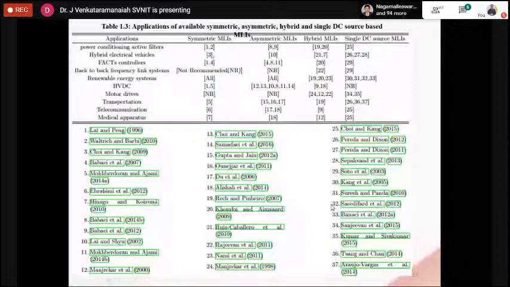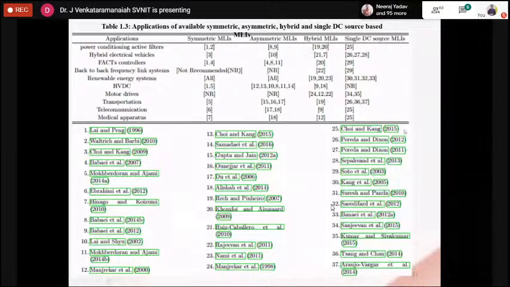Here this slide says that symmetrical topologies are not recommended for motor drive applications where we have a constant frequency output. Otherwise, you can see asymmetrical, hybrid and single DC topologies in the following reference papers.